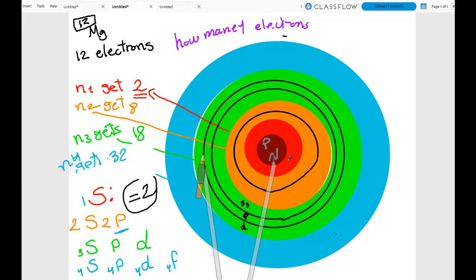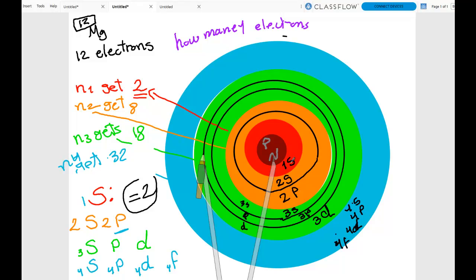The order of the subshells will be 1s, that's for the first one. The second one has 2, so it will be 2s and 2p. The third one has 3, so it will be 3s, 3p, and 3d. The fourth one has 4, so it will be 4s, 4p, 4d, and 4f.